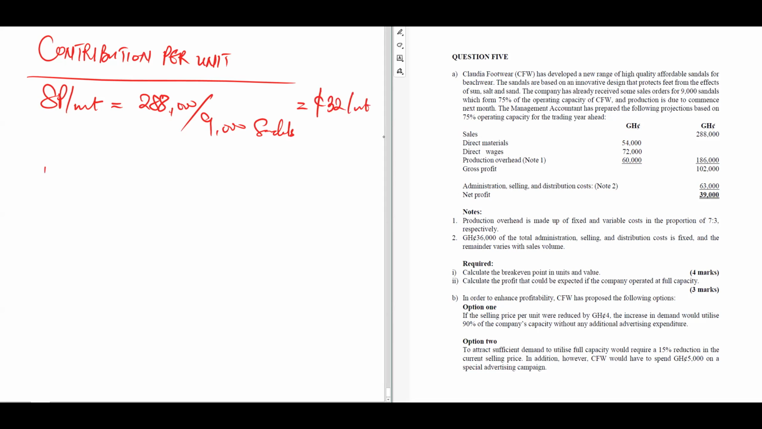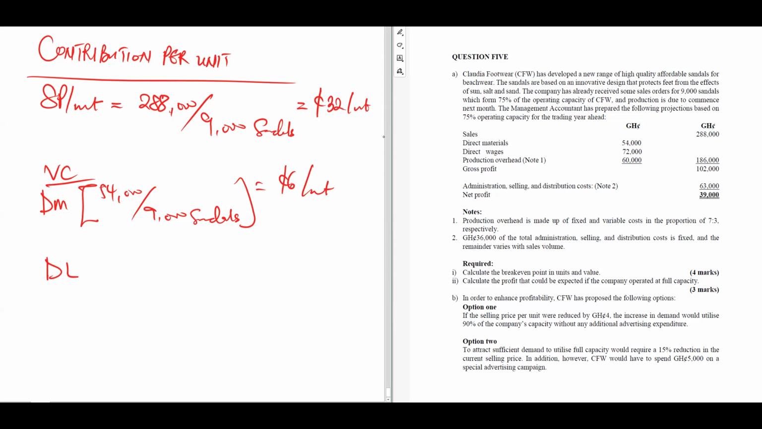Okay. Then variable cost. We have our direct materials. Direct materials 54,000 divided by 9,000 sandals. So direct material gives us how much? 54,000 divided by 9,000 is 6 cedis per unit. We have direct labor: 72,000 divided by 9,000 sandals. That's 8 cedis per unit, right?